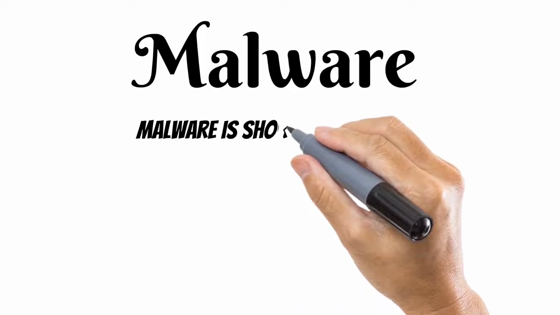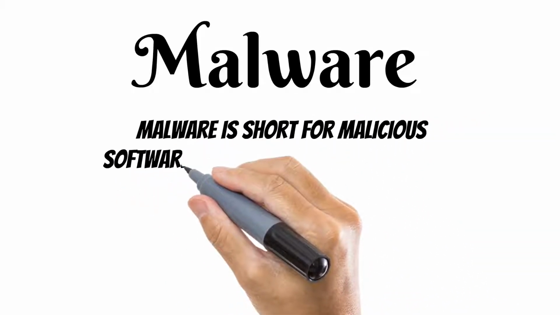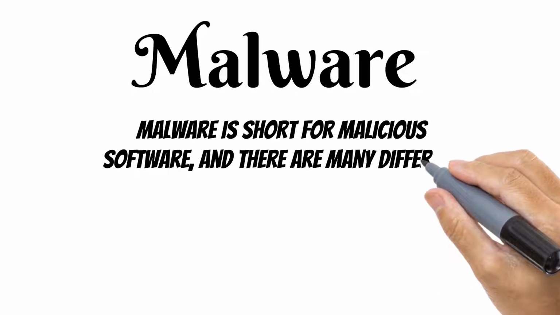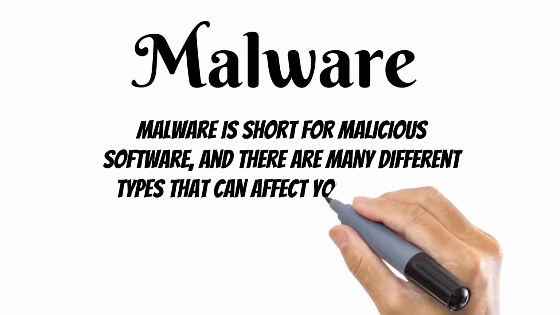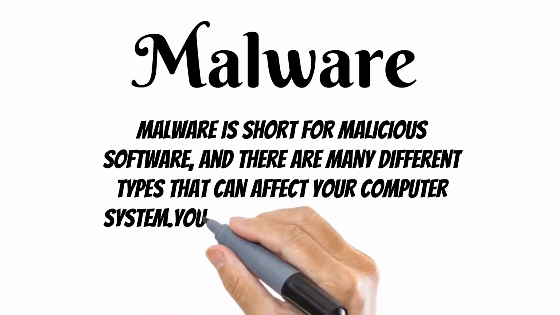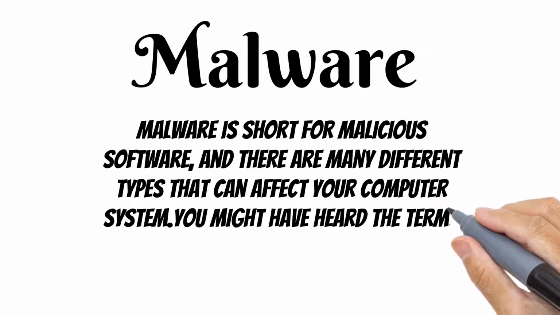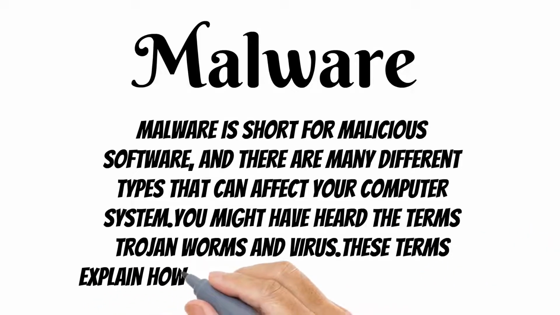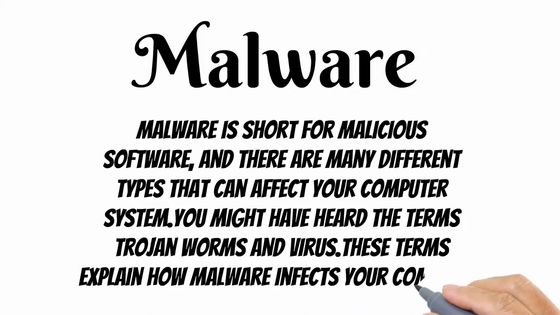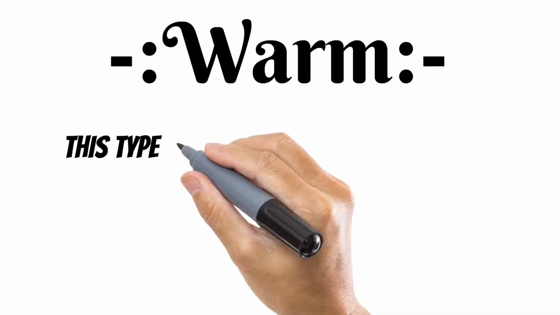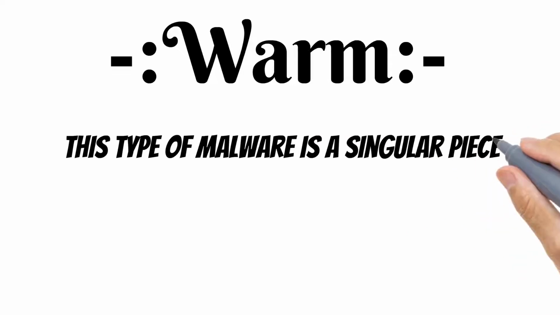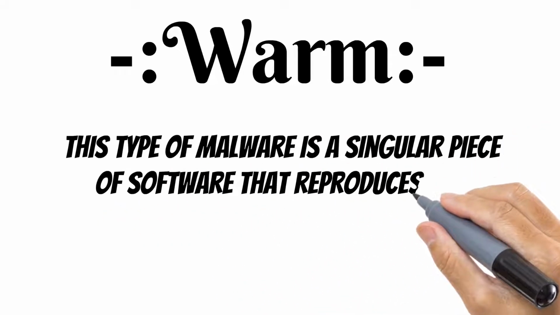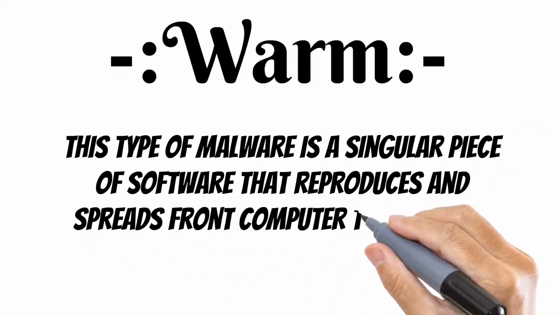Malware. Malware is short for malicious software, and there are many different types that can affect your computer system. You might have heard the terms Trojan, worm, and virus. These terms explain how malware infects your computer. Worm. This type of malware is a singular piece of software that reproduces and spreads from computer to computer.